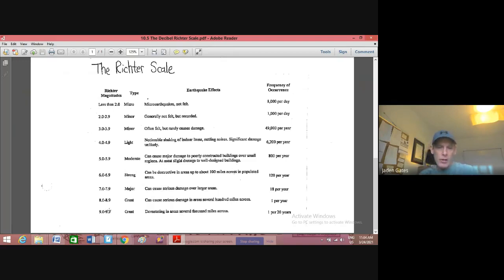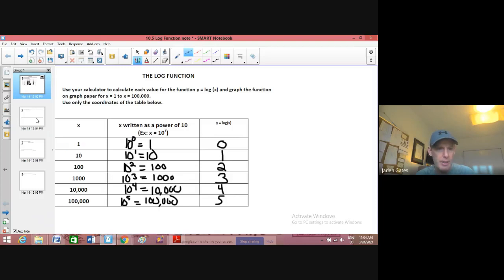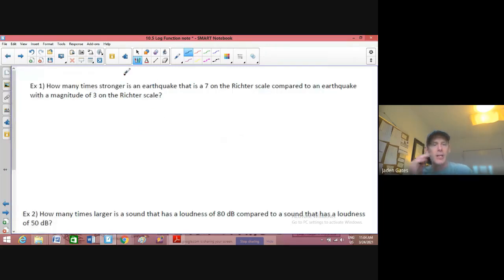Now, a Richter scale basically goes up to 10. What I'm going to explain here is example 1: how many times stronger is an earthquake that is a 7 on the Richter scale compared to an earthquake with a magnitude of 3? The Richter scale goes up by 1s. So if I compare a 3 and a 7, I'm going to write down the number 3. Of course, if we're going up by 1s, the next number would be 4, then 5, then 6, and then 7.